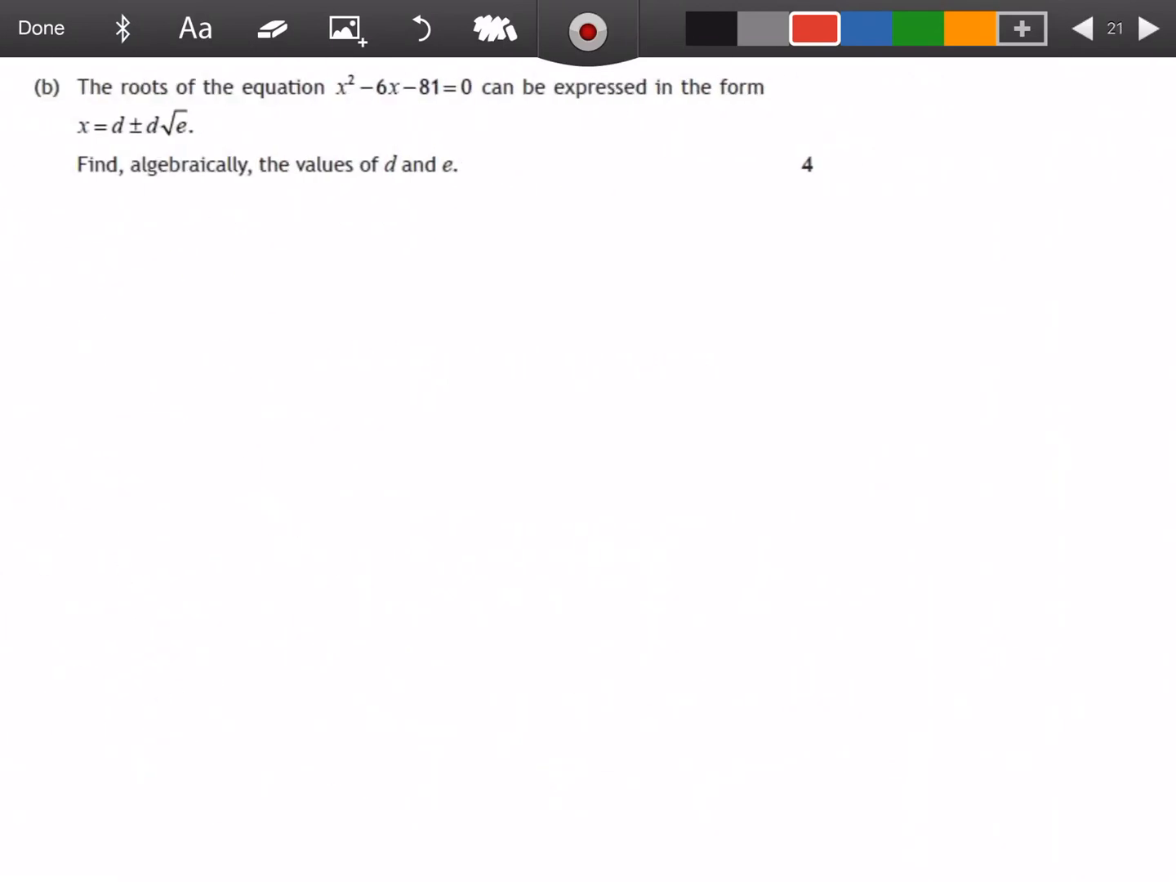Right, the roots of the equation can be expressed in this form. Find algebraically the values of d and c. So it's saying the roots. It's asking you to solve it, and it's giving you something. So how do you find the roots? How do you solve that? Well, we can't factorise it. It's not going to factorise. We're going to have to use the quadratic formula.